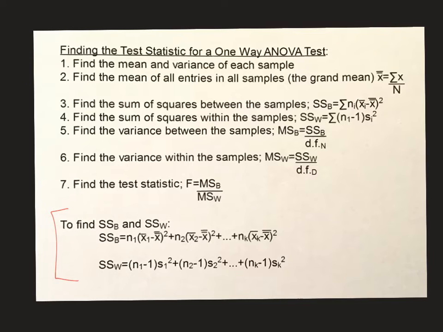Now when you're finding SSB and SSW, you're coming down here and looking at these general formulas. So SSB is going to be your sample size from sample 1 times mean 1 minus your grand mean squared, plus sample size 2 times mean 2 minus grand mean squared, so on until you get to that last sample. And then SSW is sample 1 minus 1 times your variance from sample 1, plus sample 2 minus 1 times your variance from sample 2, so on until you get to your last sample.